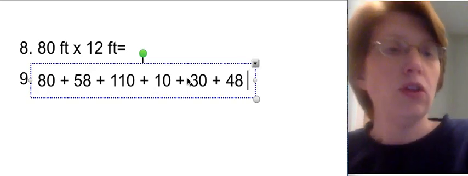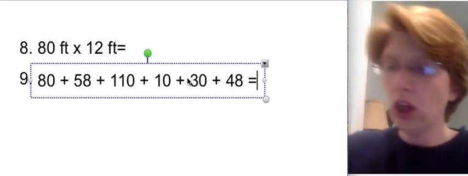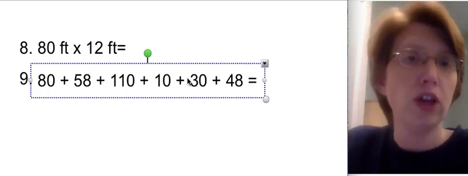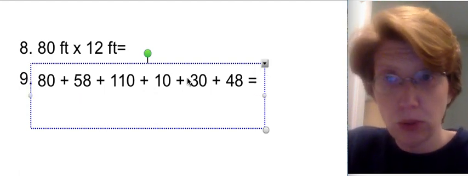Okay, those are all of your numbers. And you're going to add those all up to find the perimeter of the front yard. Are you going to need a squared? Nope, because it's perimeter.